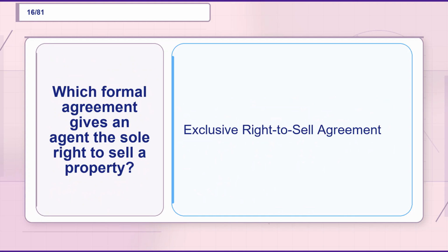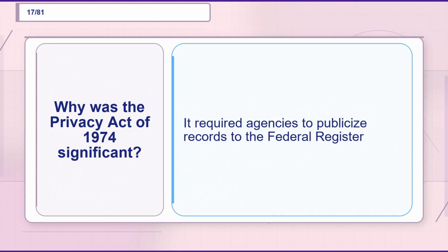Flashcard 16. Term. Which formal agreement gives an agent the sole right to sell a property? Definition. Exclusive right to sell agreement. Flashcard 17. Term. Why was the Privacy Act of 1974 significant? Definition. It required agencies to publicize records in the Federal Register.